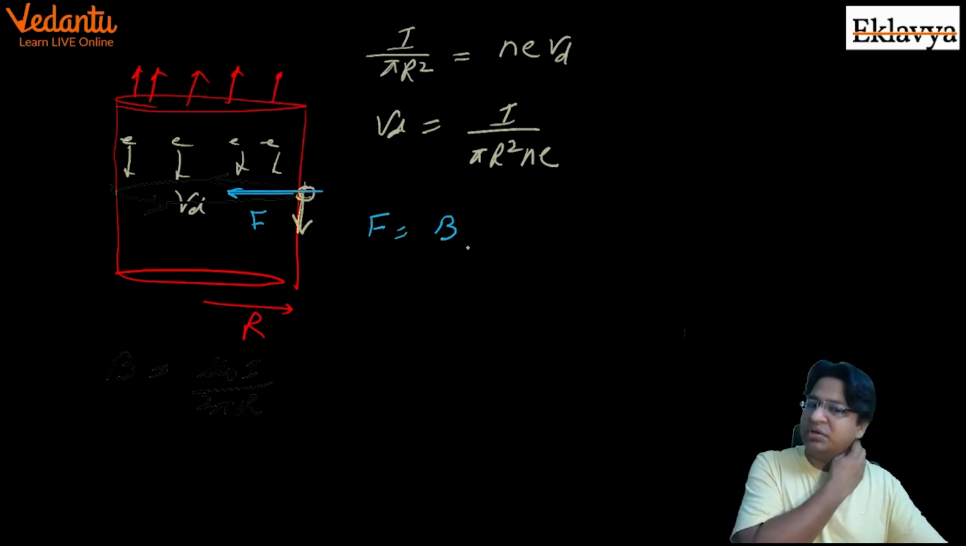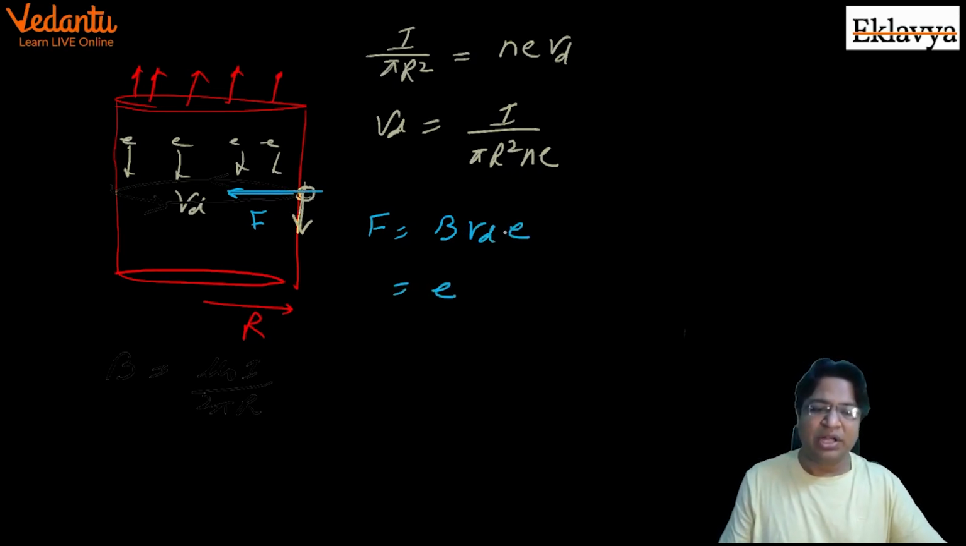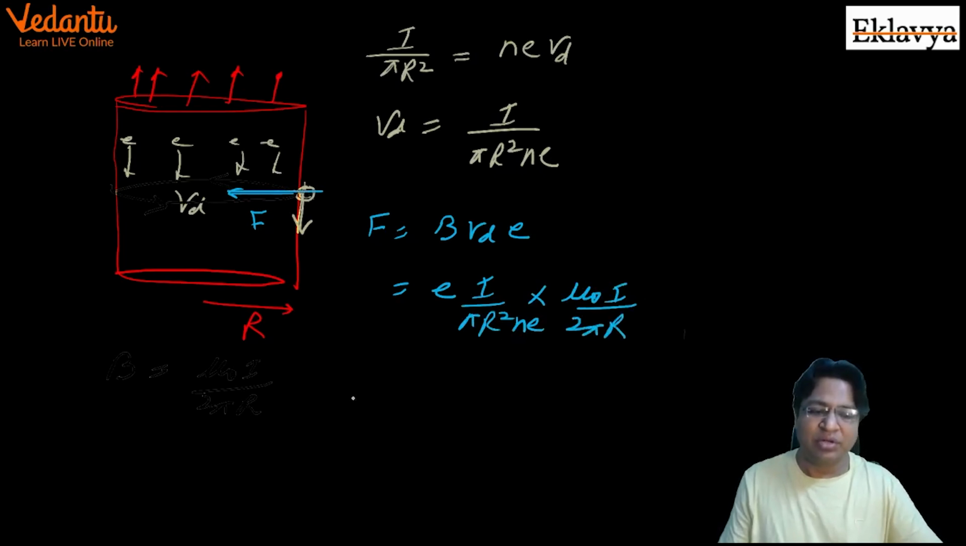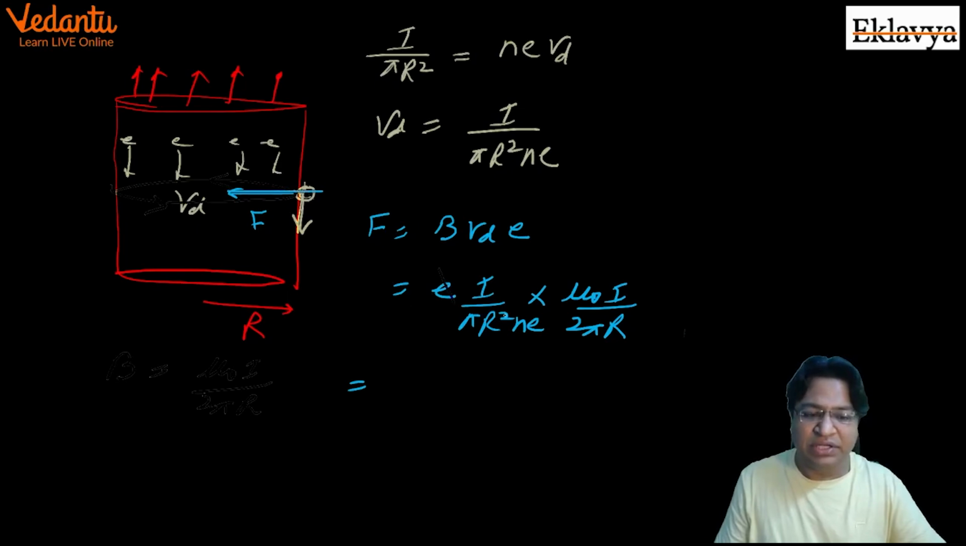This force will be given by qvB. It would be qvB sine theta, but theta here is 90 degrees. So instead of v, we will have vd, and charge e. So e times vd, that is I by pi r square into ne, into B. B is mu naught I by 2 pi r. So ultimately it becomes what? This e gets cancelled.